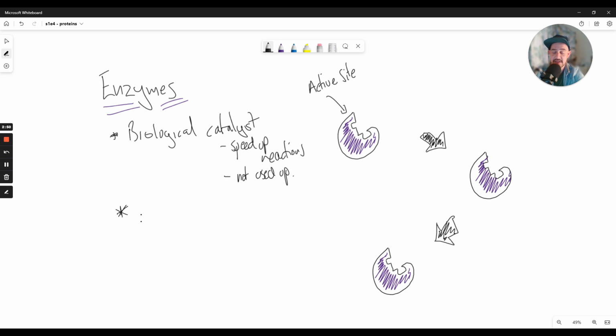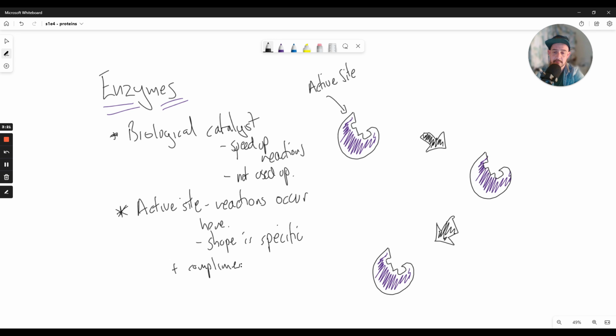So let's make a note of this then. Enzymes have an active site. And this is where the reactions occur. And the shape is also specific to the substance that it is either breaking up or building up. So the shape is specific. It's specific and it's complementary to the substrate, and that is the substance that it is working on. So the shape is specific and complementary to the substrate.